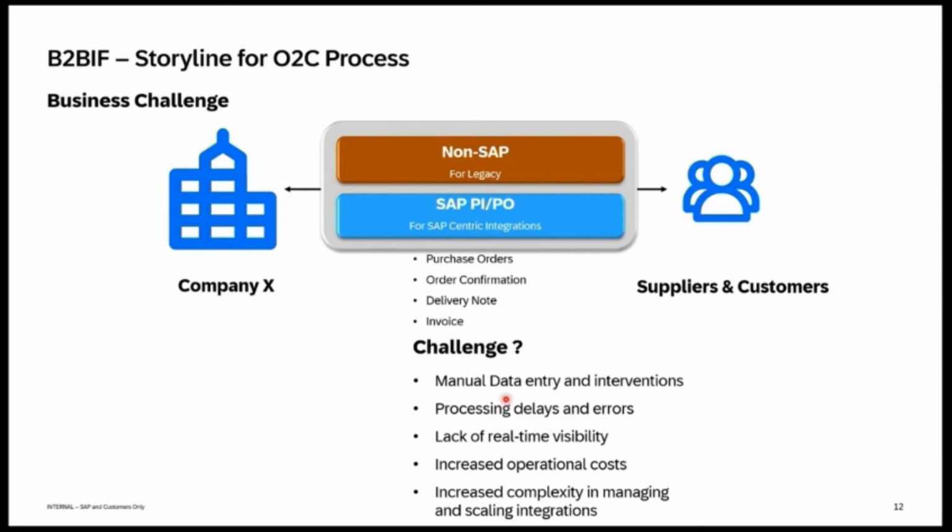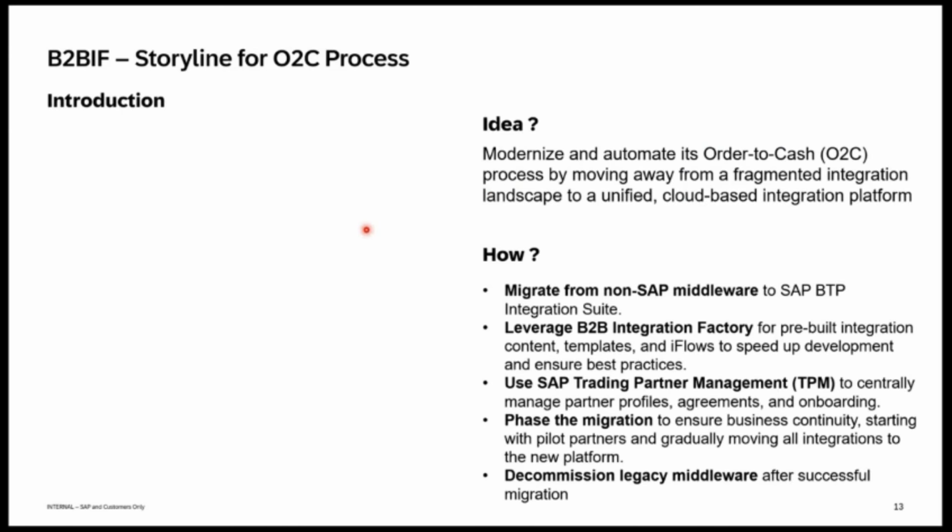Now, what are the big challenges that the company is facing? They are doing manual data entry and interventions, which are leading to processing delays and errors. And also there is no real-time visibility. Also, due to the involvement of the two middlewares, there is increased operational cost and also increased complexity in managing and scaling the integrations. So they have come up with the idea of modernizing and automating their order to cash process by moving from their landscape to a unified cloud-based integration platform.